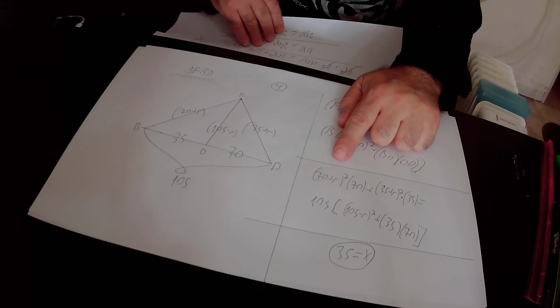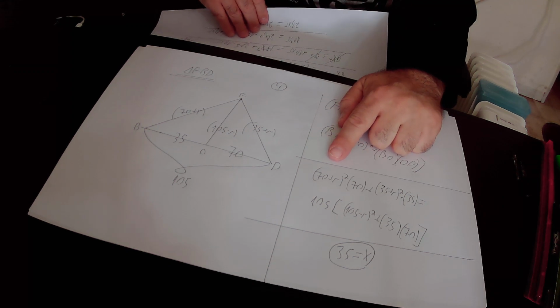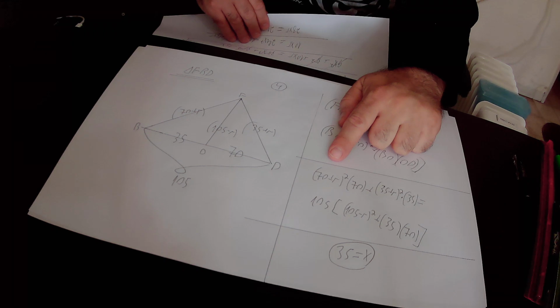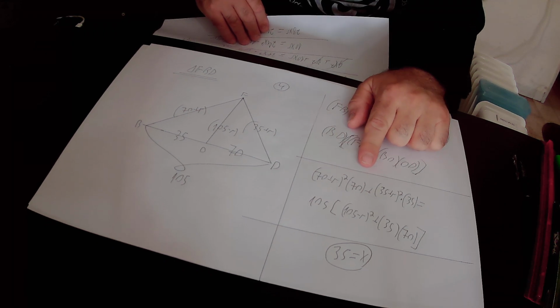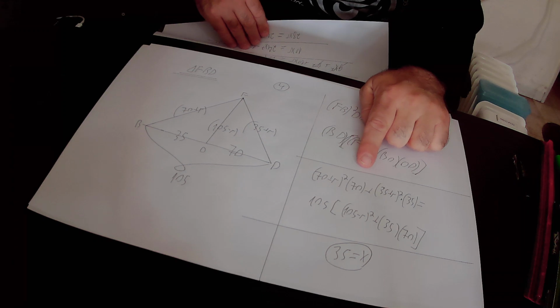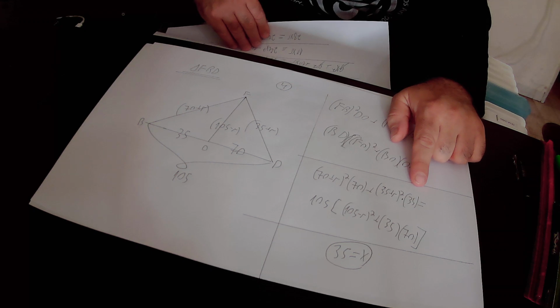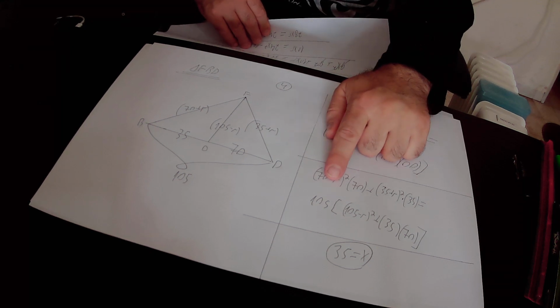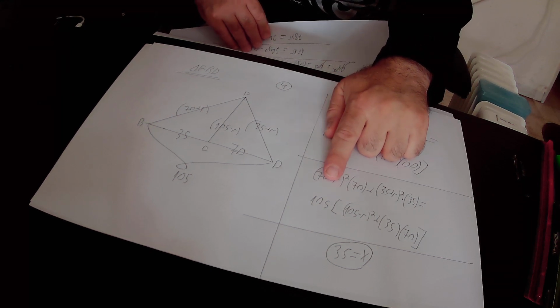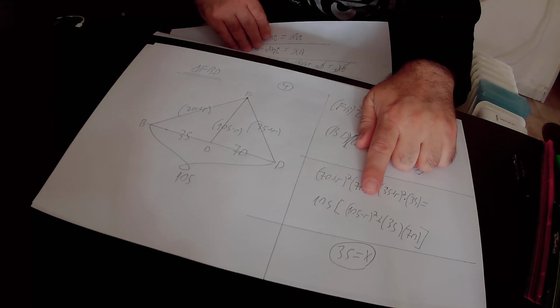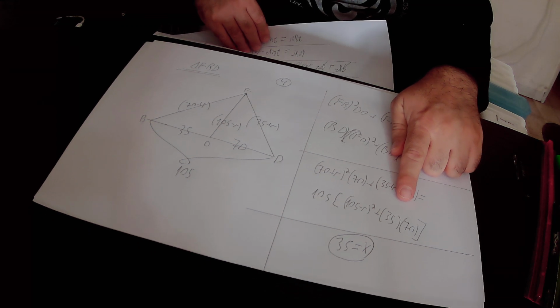So we have here 70. 70 is 2 times 35, that is to say it is 2x, plus R squared, times 70, that is 2x, plus 35 is x, so it is (x plus R) squared times 35, that is x. And it is equal to 105, which is 3 times 35, that is to say 3x. And inside the brackets we have (3x minus R) squared plus 35 is x, and 70 is 2 times 35, that is 2x. So here we have x times 2x.